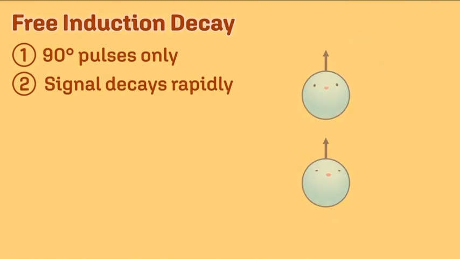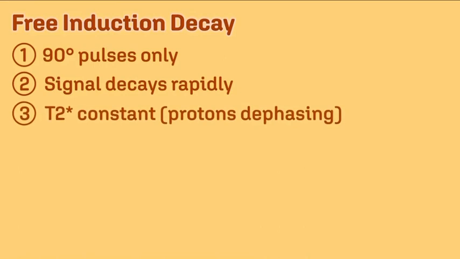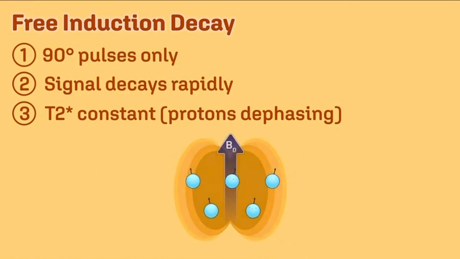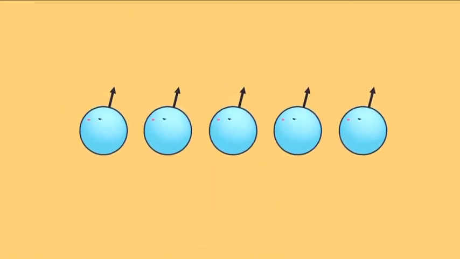Number 3, the dephasing of protons occurs at a speed known as the T2 star constant. This exponential decay in the synchronization of proton spins is due to the fact that each proton experiences the magnetic field at a slightly different strength, meaning there is never true uniformity in precession. These differences in precession end up compiling, leading to increasingly asynchronous spins.